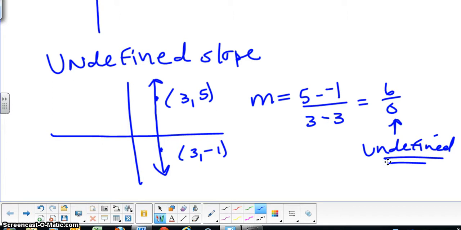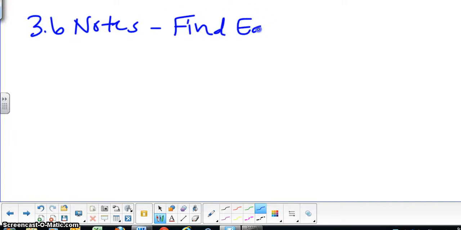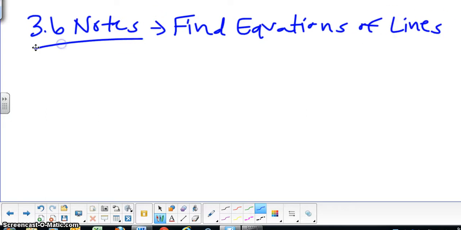Okay, so now let's go ahead and do equations of the line. And we will be doing this for section 3.6, find equations of lines. And you're going to have to do a lot of slopes, so that's why I figured we could put these two things together. Alright, 3.6 notes. And then also, equation of the line, you'll see that in the directions often.